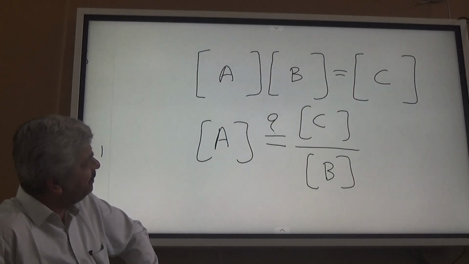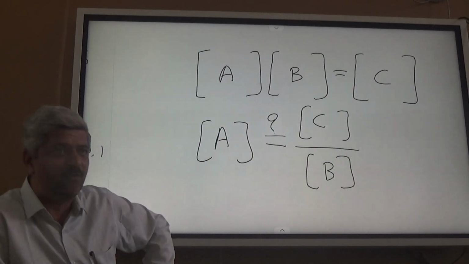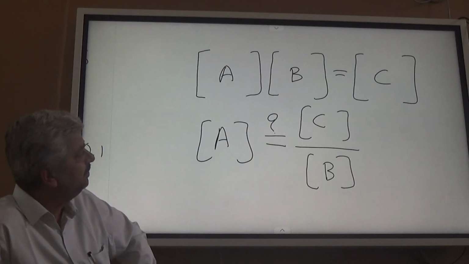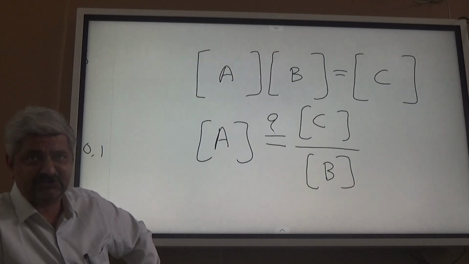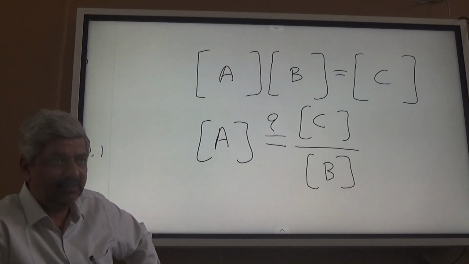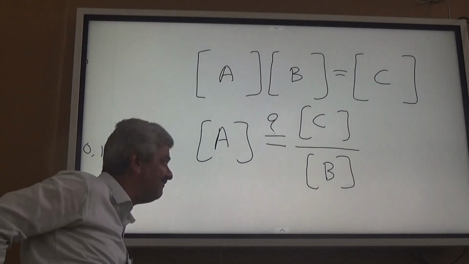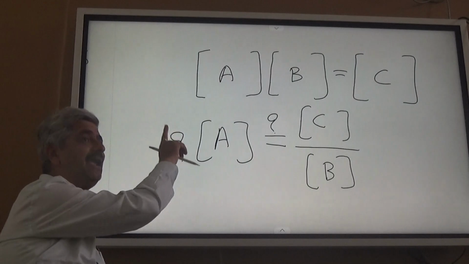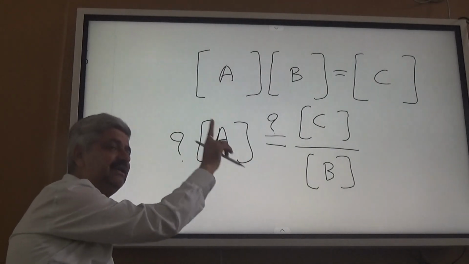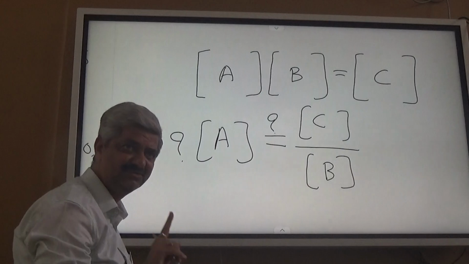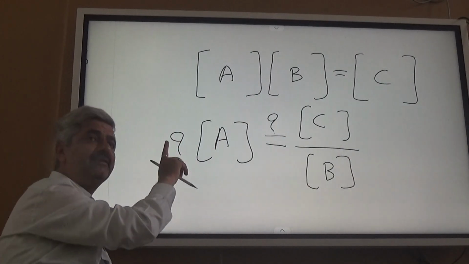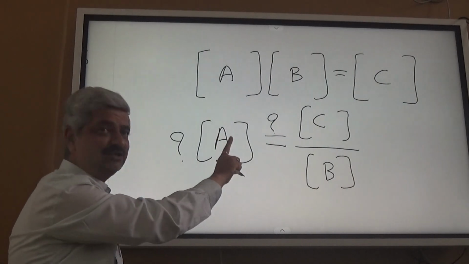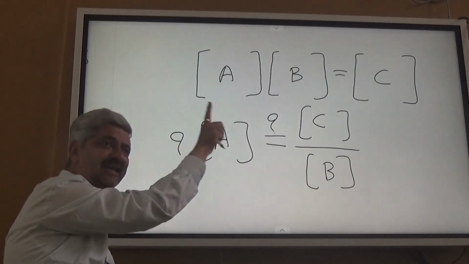So the concept like inverse: if I post multiply both sides by B inverse, is it something very similar to this? If I post multiply, A, B, B inverse is equal to C into B inverse, right? B B inverse is I, so A into I is A.